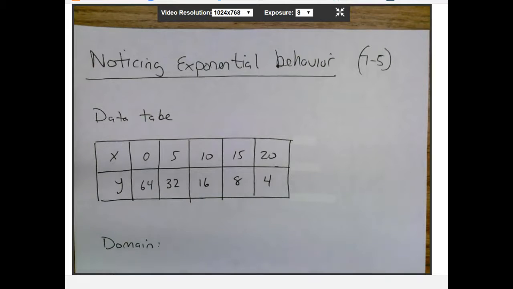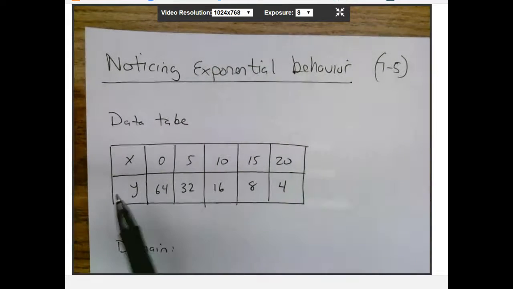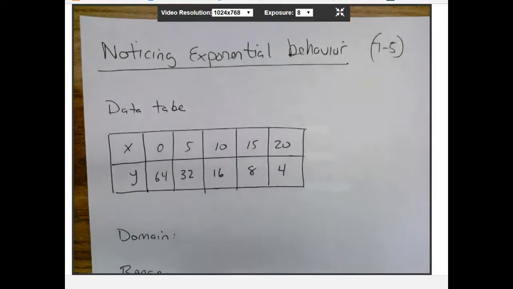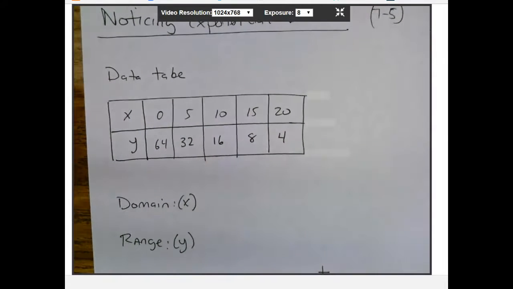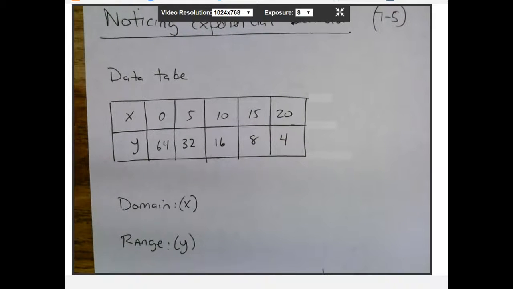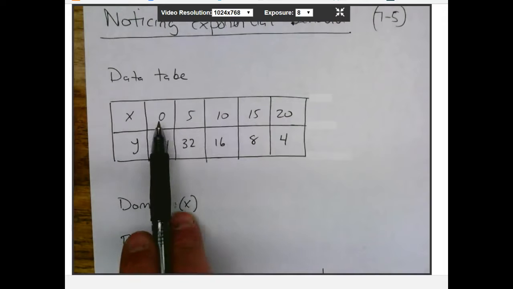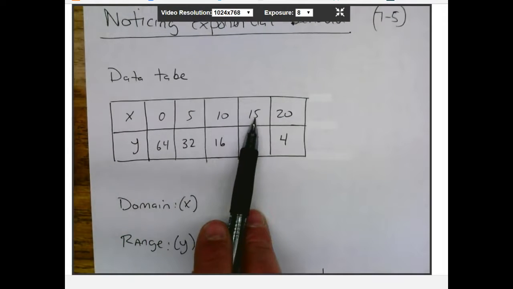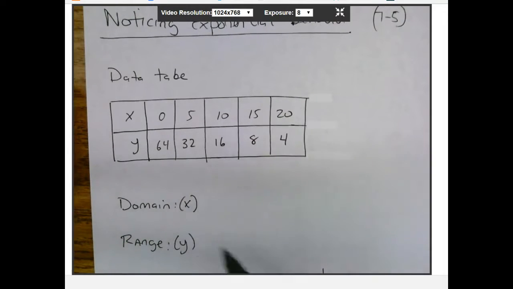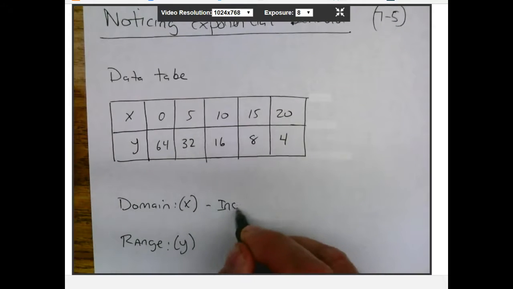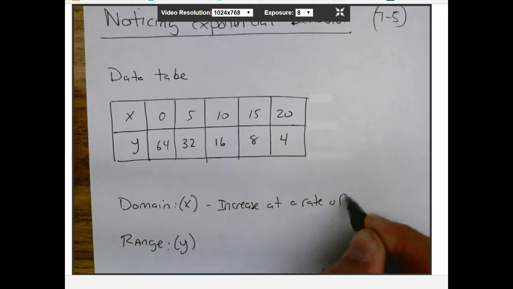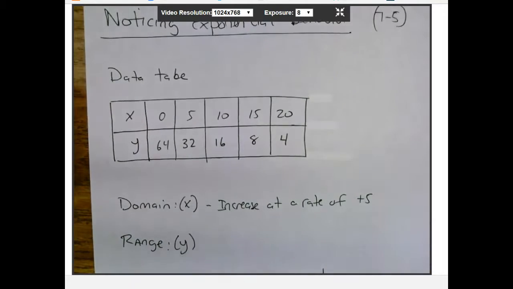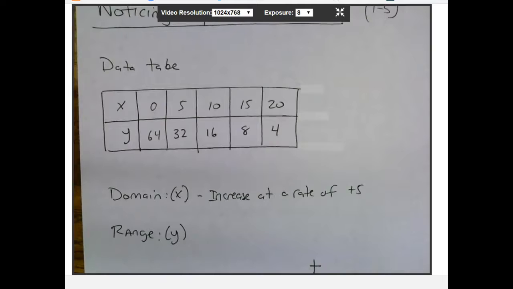Okay, so here we look at x and y's, right? And we're going to look at each thing. We're going to look at the domain, which is really x, and we're going to look at range, which is y, and see if we have anything that's predictable. Okay, and then here we have 0 to 5, 5 to 10, 10 to 15, 15 to 20. So we should see increases at a rate of plus 5 each time. Okay, that tells us, well, maybe this is exponential.